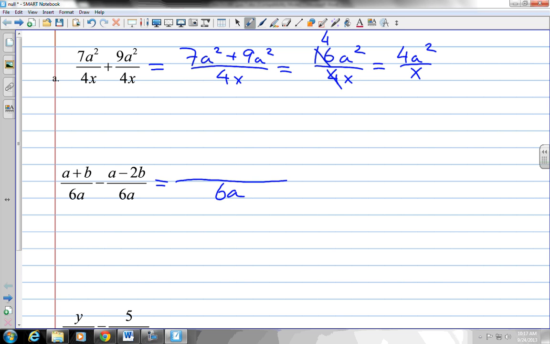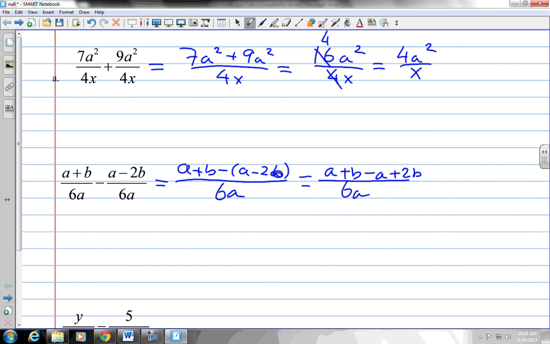Now, the same thing with the second question. Denominators are the same, but you have to be a little more careful because of the minus. Remember how we talked about when you have a minus, you have to make sure that negative distributes through the entire numerator. So a good thing to do is just to throw a pair of parentheses around the second numerator to make sure that both signs change. Otherwise, you're not really subtracting. So if we do that, the numerator is a plus b minus a plus 2b. So it's very important that negative 2b becomes positive 2b.